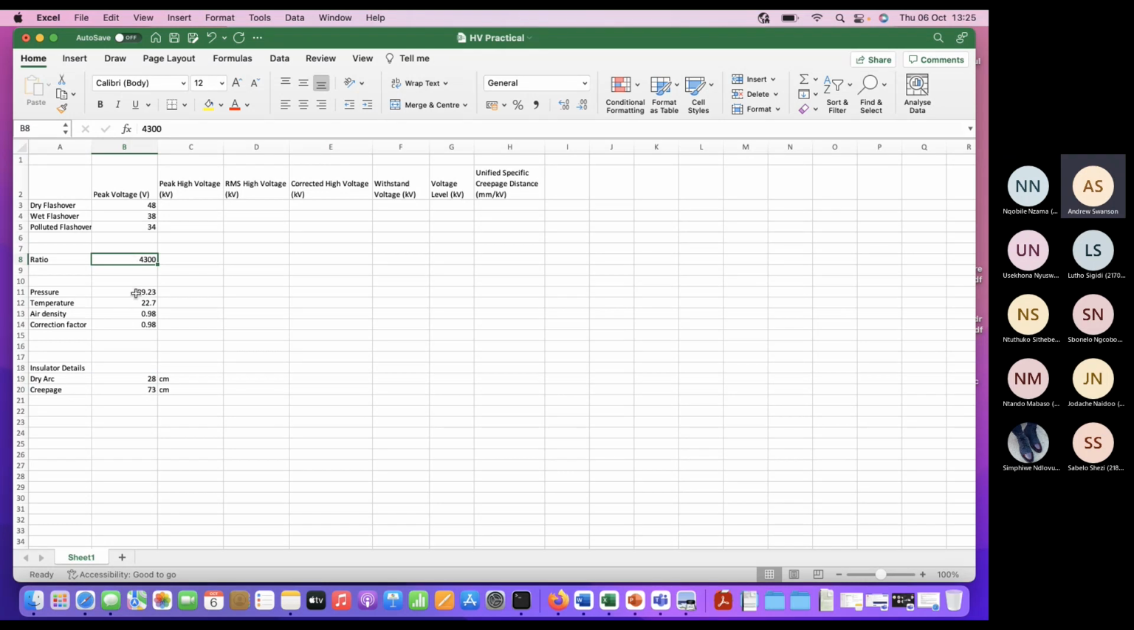Right, I've got a pressure and temperature as shown: 99 kilopascals and 22 degrees Celsius. That gives me an air density of approximately 0.98. That value you can determine on your own. And it gives me a correction factor of 0.98.